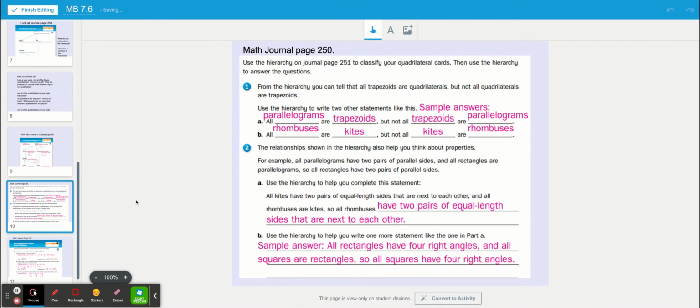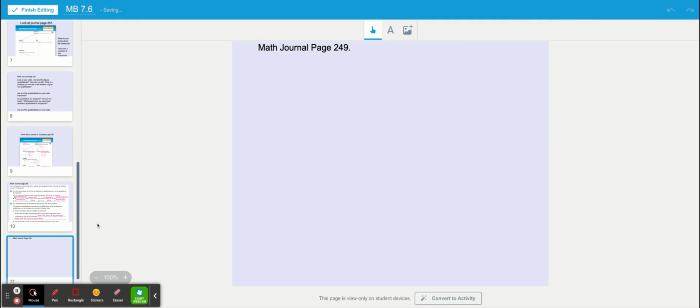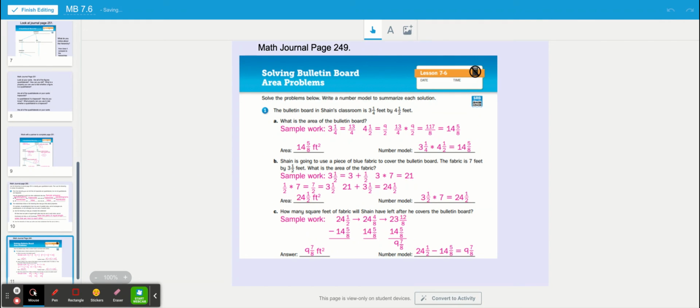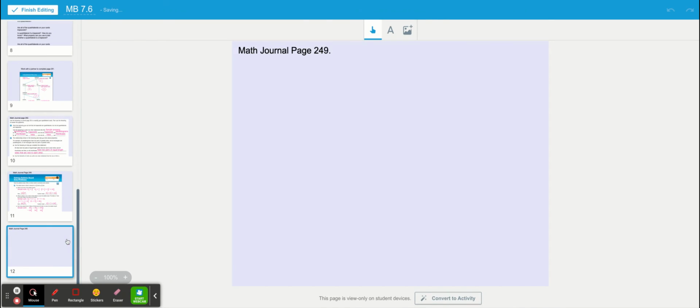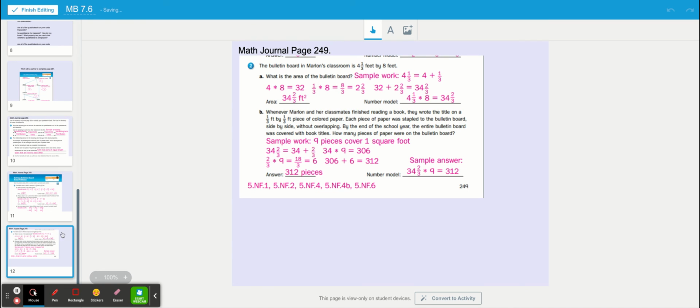So on page 250, there are some questions, and I'd like you to read through these. I've got the answers here. These are sample answers. I want you to go through page 250 and just reflect on the shapes. And then on page 249, you'll see here some area problems. This is good for some extra practice outside of shapes. And again, I've got the answers here, but I would like you to take some time, work through these on your own, just for some extra practice.